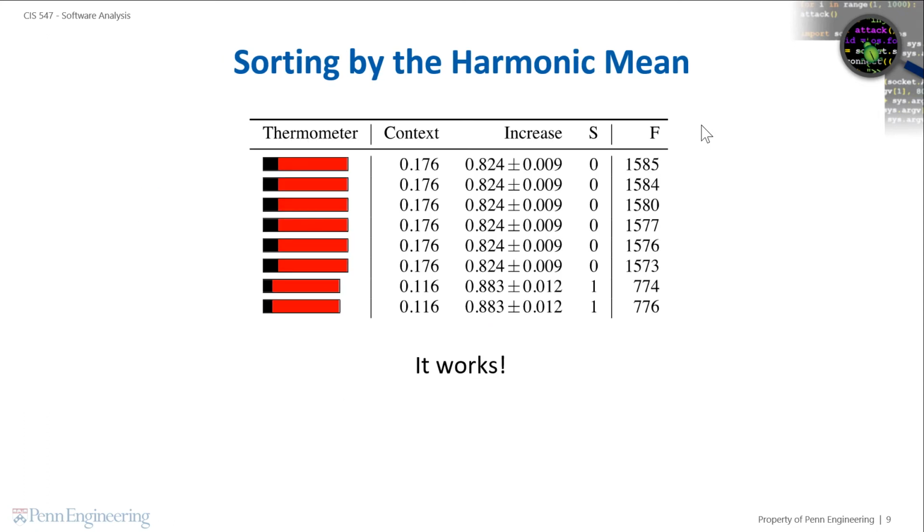And as you can see, using the harmonic mean works. Using it as a ranking criterion in the revised algorithm leads to our top predicates having both a large number of failing runs and a large increase score. So the large increase score was likely not due to a low number of samples. This gives us an excellent place to start in our hunt for bugs.